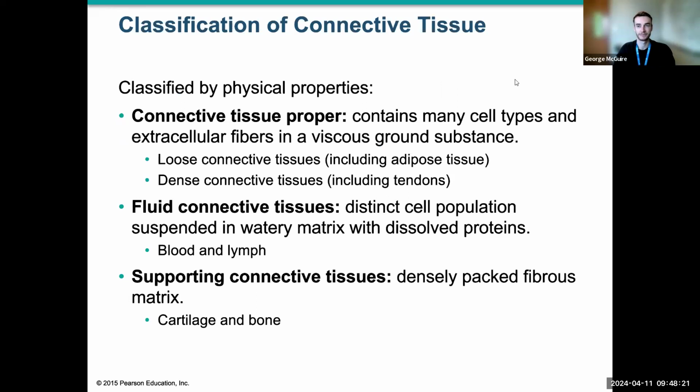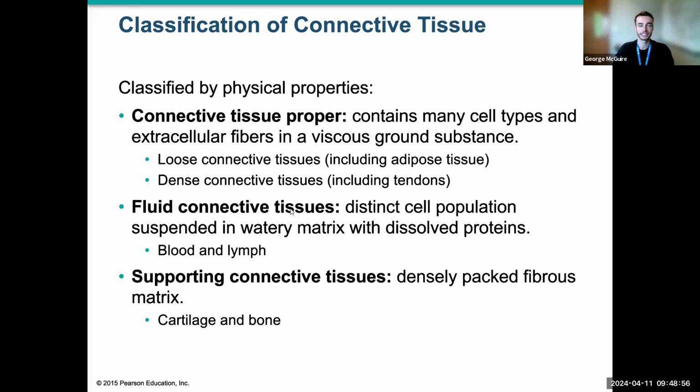We talked about their functions. So, classifying connective tissue, we have three different categories of connective tissue and a couple of subcategories under this. We have our connective tissue proper, which has a balance of all three of these components essentially. So we'll have multiple different cell types, a few different extracellular fibers, and then a viscous semi-fluid ground substance filling it. That can be further separated into our loose connective tissue and dense connective tissue, depending on the density of those extracellular fibers.